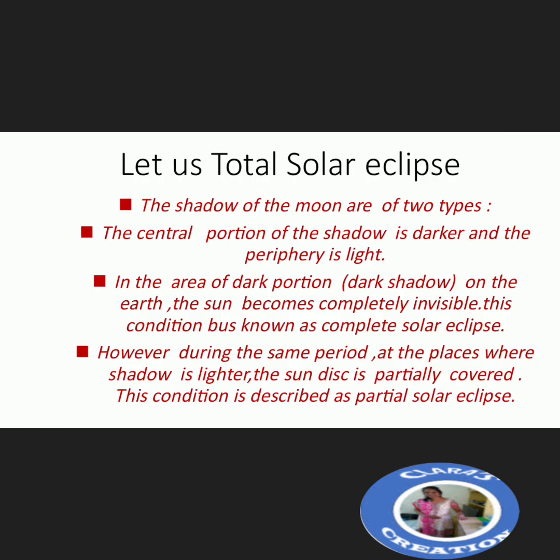In the area of the dark portion, the dark shadow on the earth, the sun becomes completely invisible, known as complete solar eclipse. However, during the same event, somewhere the shadow is light. The sun disk is partially covered. The condition is described as partial solar eclipse.